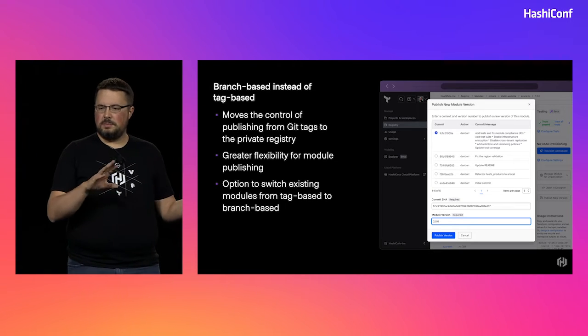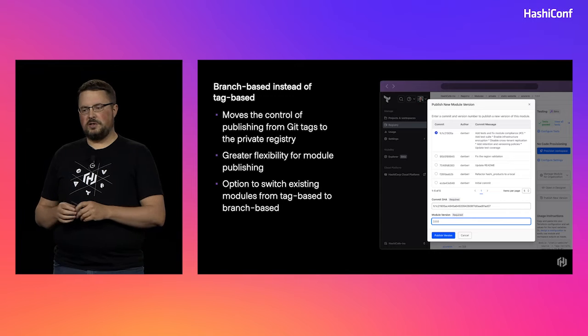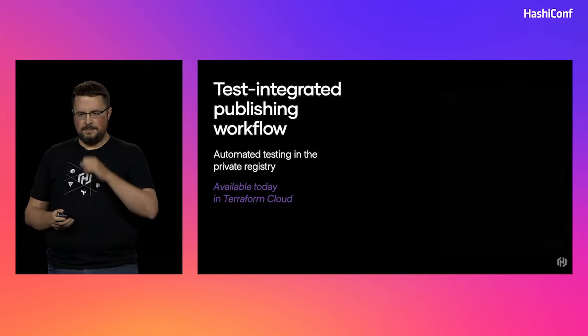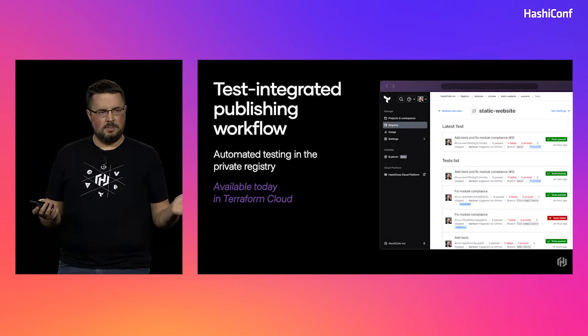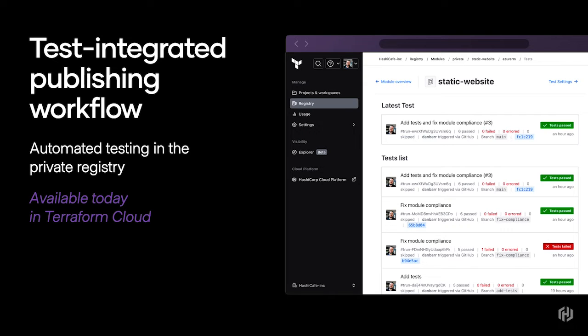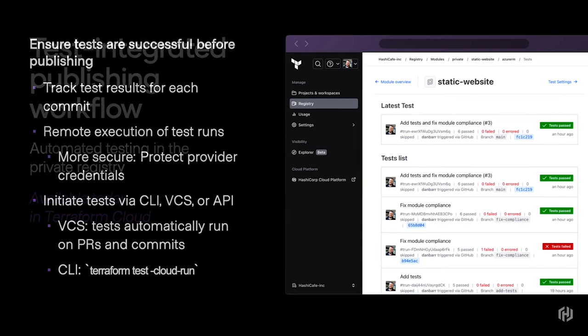Tag-based publishing is still there, it's still available, but this new branch-based workflow enables for us the test-integrated publishing workflow. So this is where we bring those automated tests into the private registry publishing workflow. And again, this is available today as a public beta in Terraform Cloud for all organizations.